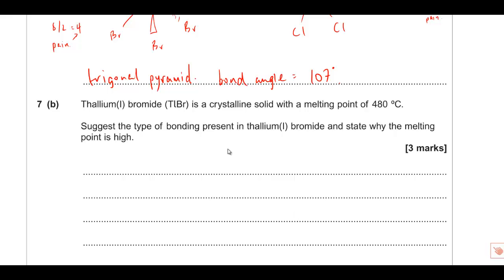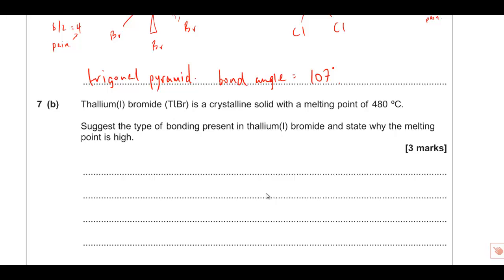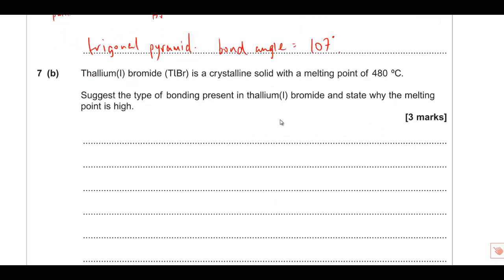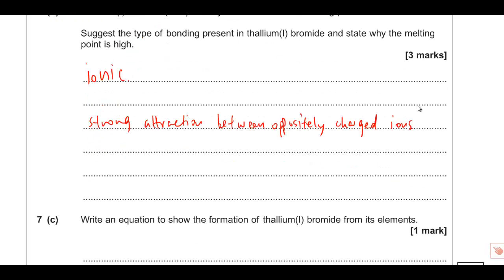Thallium-1 bromide, TlBr, is a crystalline solid. I'll just go back up there. See that once more. Melting point of 480 degrees. Suggest the type of bonding present in thallium-1 bromide and why the melting point is high. So we've got metal or non-metal. I would suggest ionic. Why has it got high melting point? Because we've got strong attraction between oppositely charged ions. Fairly easy for 3 marks, that.